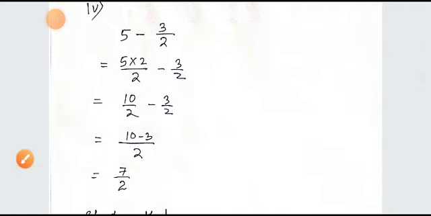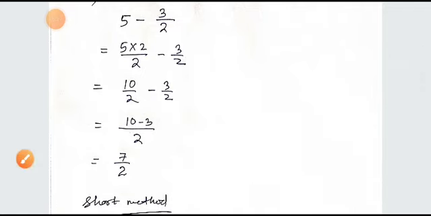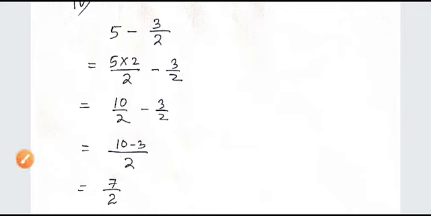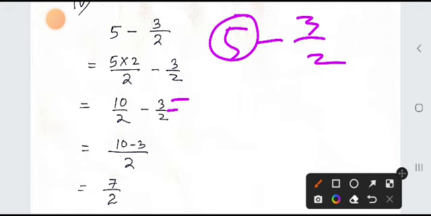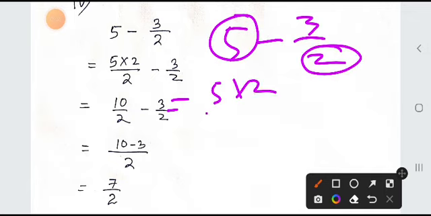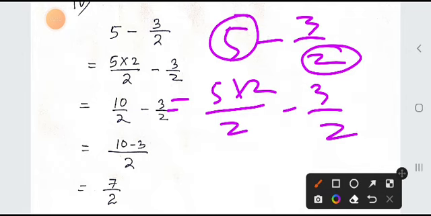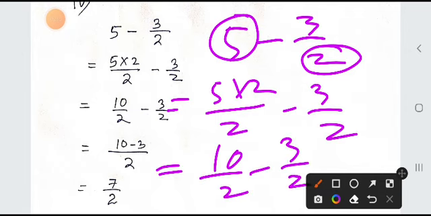Okay, let's try to understand the process. After that we will learn the short method also. We have 5 and we need to subtract 3 upon 2 from that. So how to convert 5 into a fraction so that we will get 2 in the denominator? Just multiply by 2 and divide also by 2. So it will be 10 upon 2, and the other is 3 upon 2.